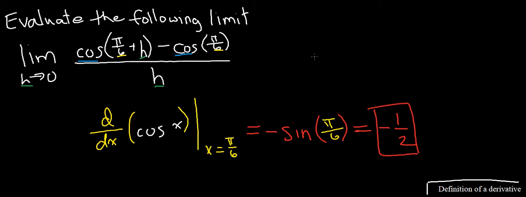We can clearly see that this is in the pattern of the definition of a derivative. This is just the definition of a derivative. So all it's asking us is to find the derivative of the cosine function at x equals pi over 6. So simply we can just evaluate that. The derivative of cosine is negative sine. And we want to evaluate that at pi over 6, and sine of pi over 6 is 1/2, but it's negative, so the answer is negative 1/2.